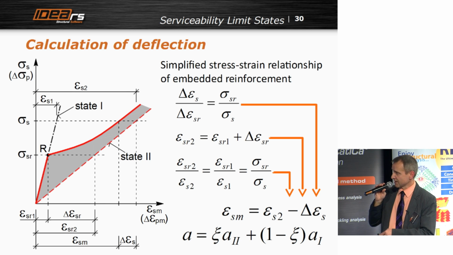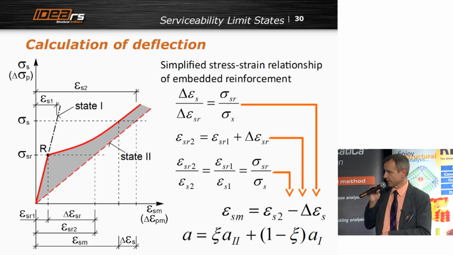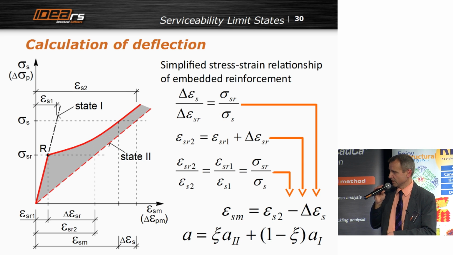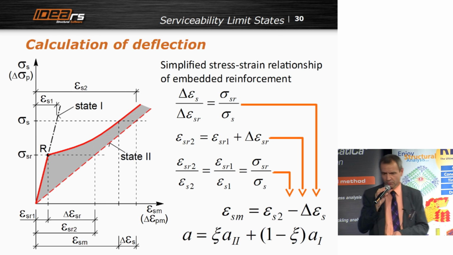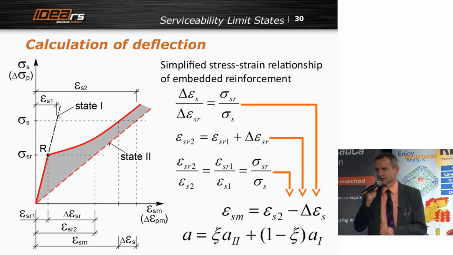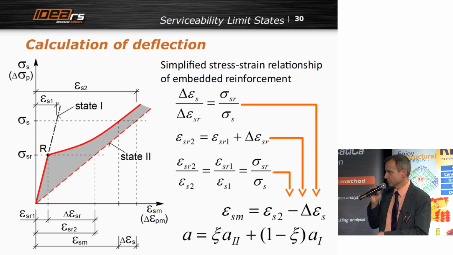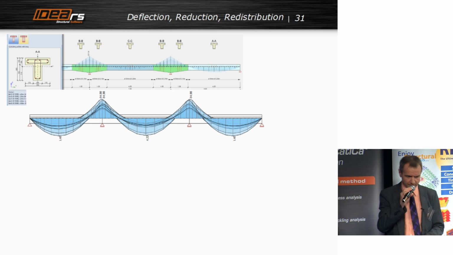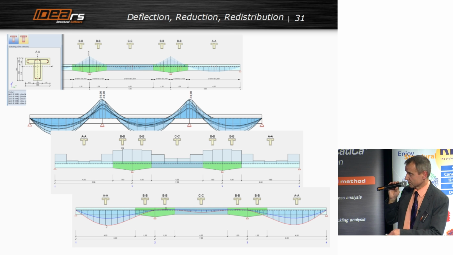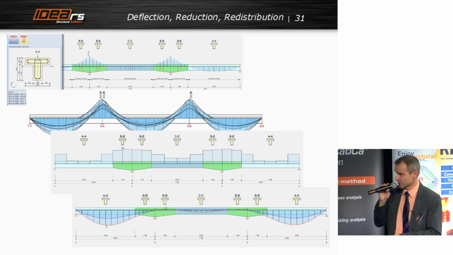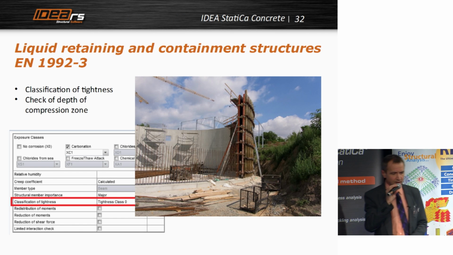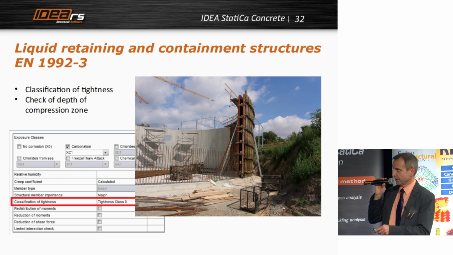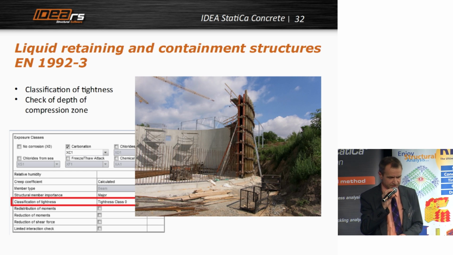But if you substitute those formulas into these well-known formulas for strains, then after some derivation you get such a formula for any quantity like deflection or stiffness or curvature. And you see that you interpolate between state 1, uncracked, and state 2, which is completely cracked. And the interpolation factor is this zeta. So this is the way they do it. In the program, we calculate bending moments, and then after the program calculates the stiffness, we get higher deflection due to the nonlinearity, due to the cracks. Last but not least is this crack width calculation for liquid retaining and containment structures. You have to classify the tightness, and based on the tightness, you calculate the check of depth of compression zone.